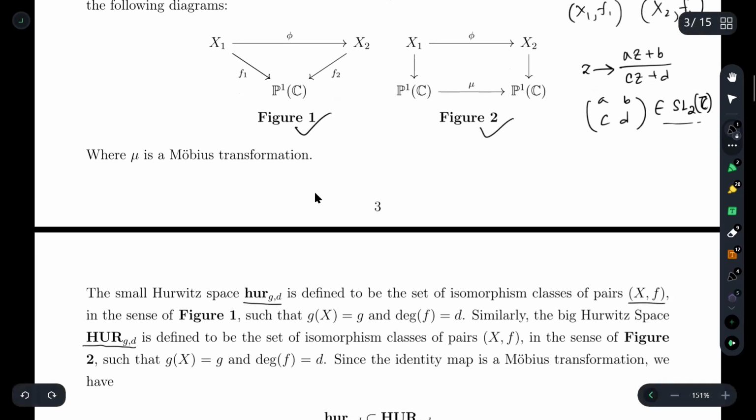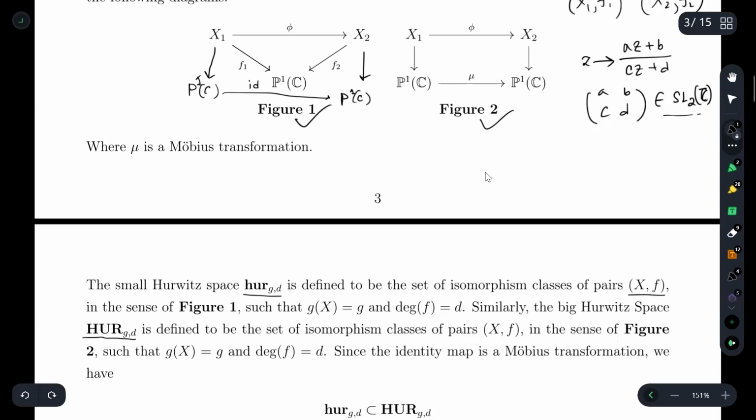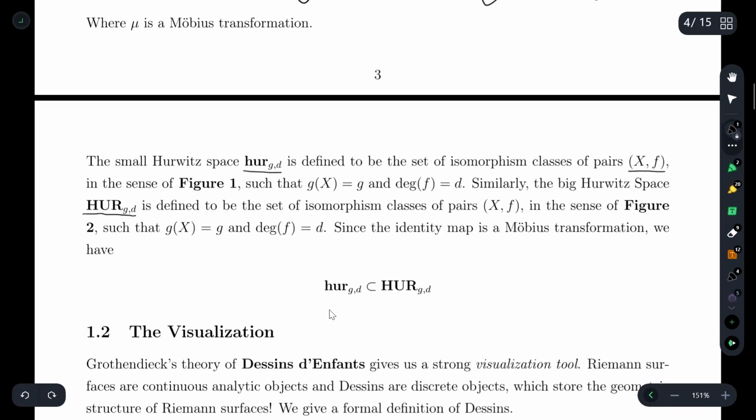And it's easy to see that we can write this diagram in this form, with P^1(C) from these two, where this is the identity map. Yes. And since the identity map is itself a Mobius transformation, the small Hurwitz space is actually contained inside the big Hurwitz space.